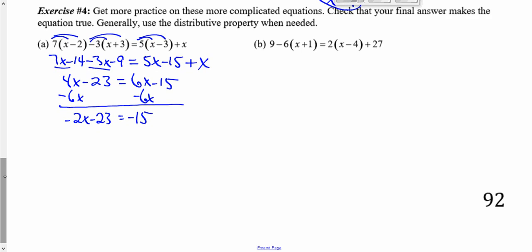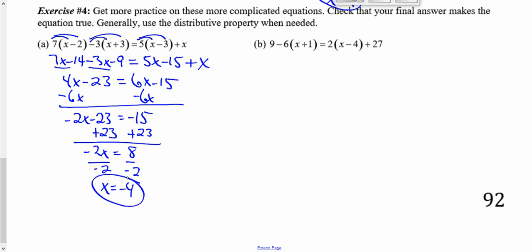Did you get -4? Okay then. So what I'm gonna do next is add 23, right? Which I think is what you started with, Hannah. That's fine, it works too in this case. So -2x equals what? Positive 8, divided by -2, x equals -4. All right? Okay.